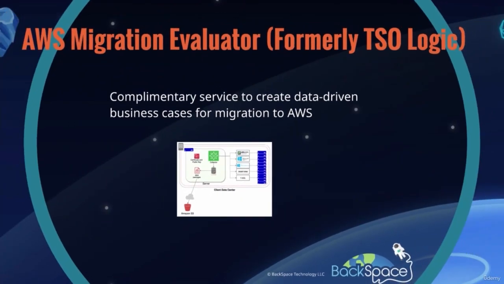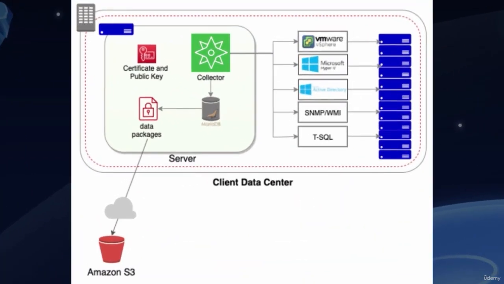The AWS Migration Evaluator, which was formerly called TSO Logic, is a complementary service to create data-driven business cases for migration from on-premises data centers over to the AWS cloud. The way it works is it will monitor your existing on-premise systems, and it will collect that data, and it will look at the costs involved in that, and it will automatically allow you to build a very complex business case for migration over to AWS.